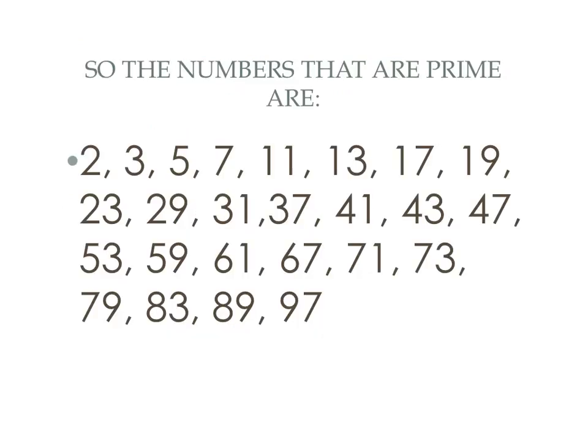Here are the numbers that are prime. 2, 3, 5, 7. The list goes on. You'll notice that after this, we do not have any other even numbers. But all of these numbers only have 1 and itself as factors.